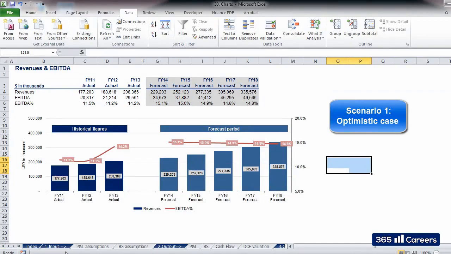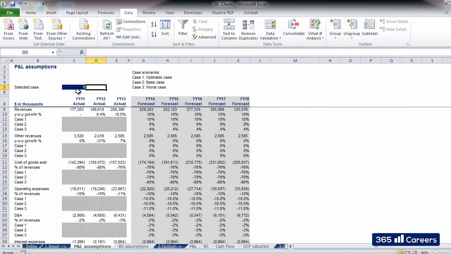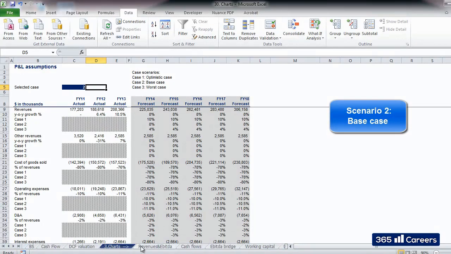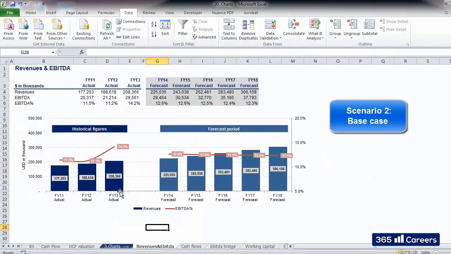Let's change the scenario to base case in the P&L assumptions sheet. See how revenue growth is not so steep? EBITDA margins are lower as well. Okay, so this chart shows us that revenue growth in the forecast period is in line with historical evidence. We also saw that the EBITDA margins are in line with the past and remain stable during the forecast period.